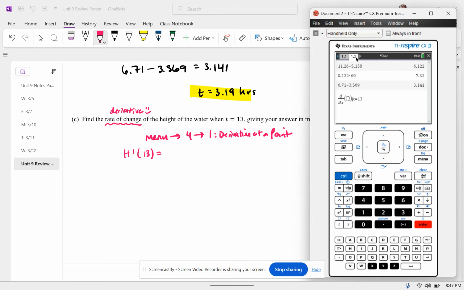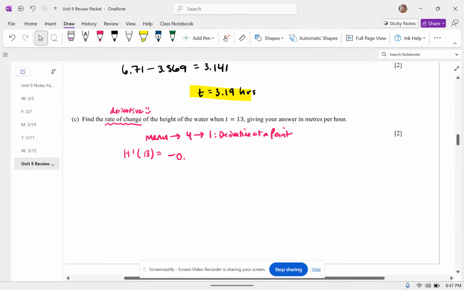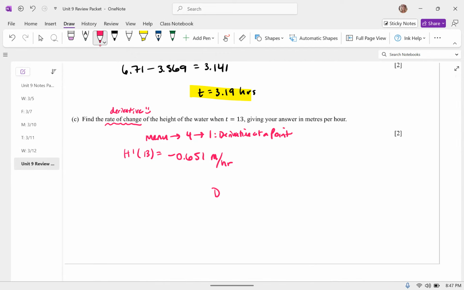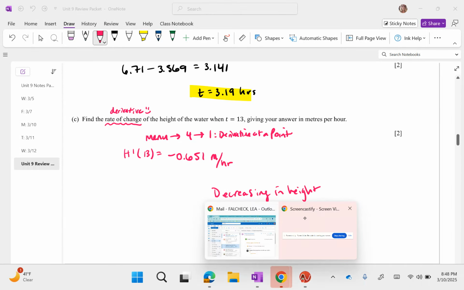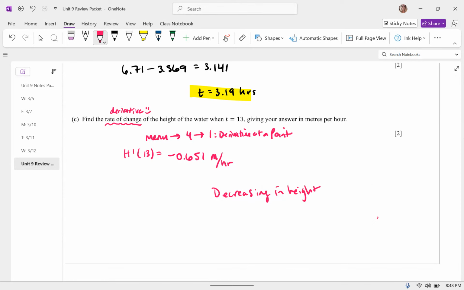All right, and then the value is 3. Okay, and then what was the graph stored under? F1. Okay, now I get negative 0.651. Okay, so I've got negative 0.651. That's meters per hour. Okay, so we would go ahead and say that maybe it's decreasing in height by 0.651 meters per hour. Cool.